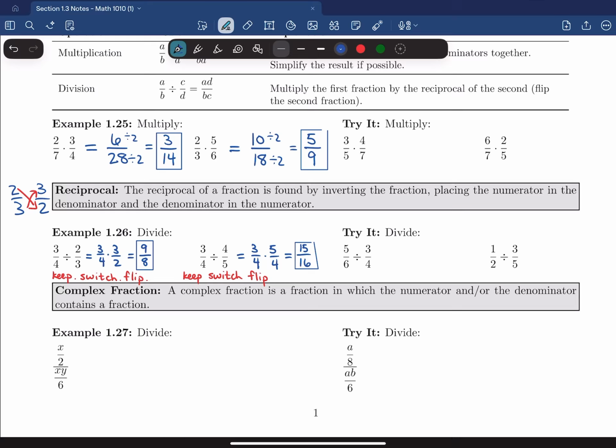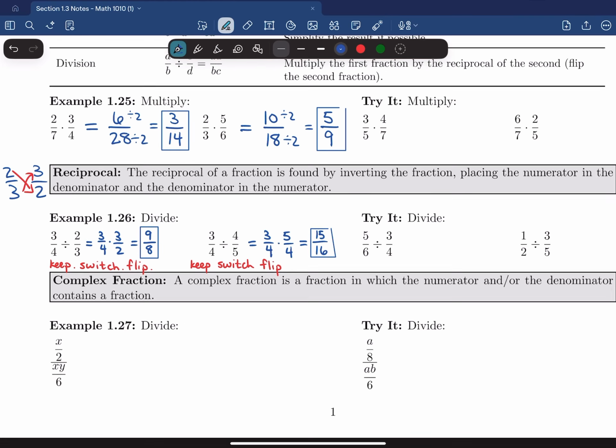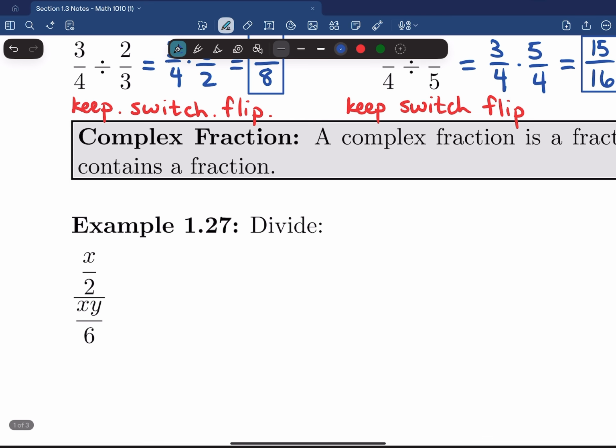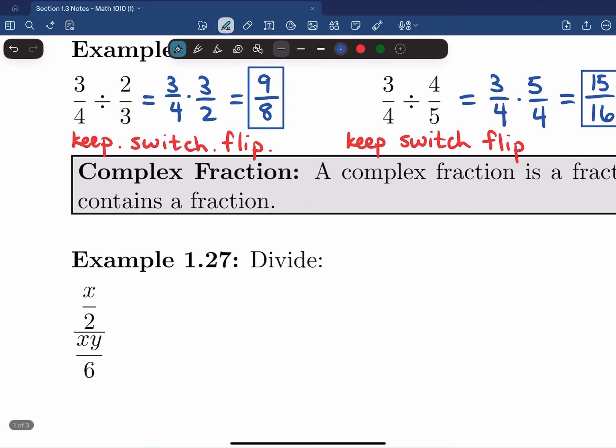Sometimes we see division problems as a complex fraction. A complex fraction is a fraction in which the numerator and/or the denominator have fractions. So they're fractions inside of fractions. Don't get scared. It's just a fraction divided by a fraction, just like we were just doing.